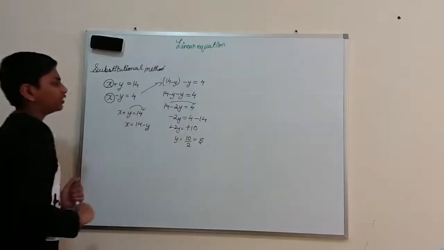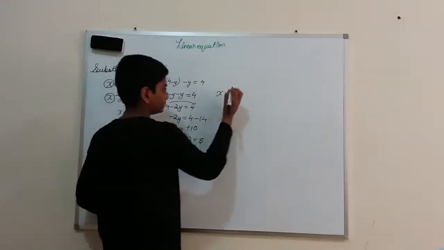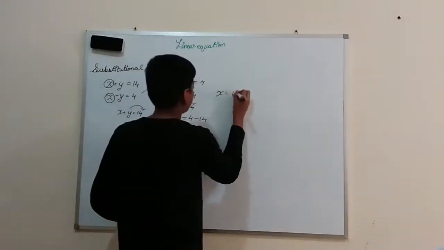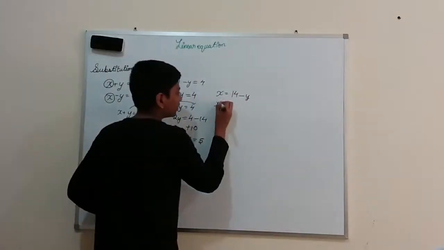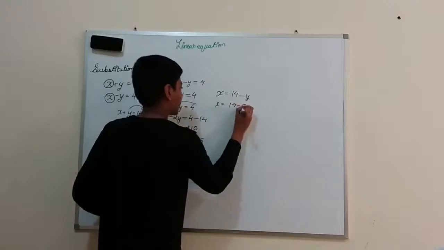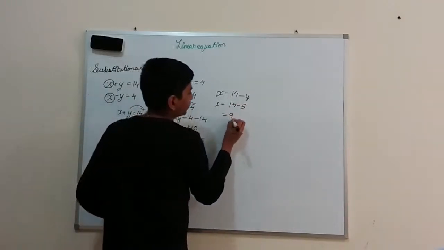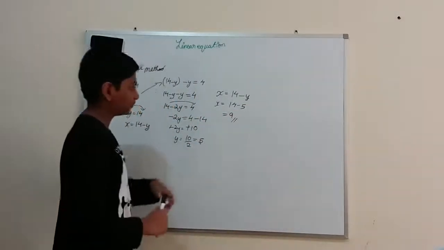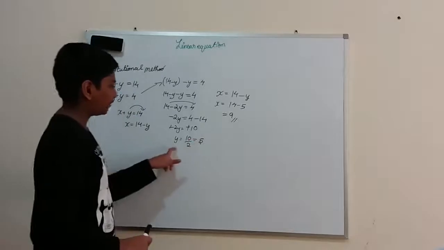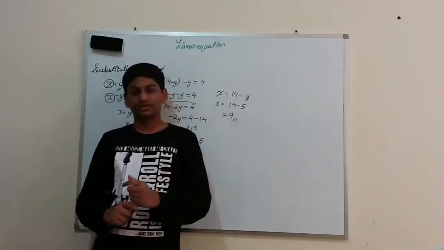Now we found the value of y. We will find the value of x. So x is equal to what? x is equal to 14 minus y. So 14 minus y is nothing but 14 minus 5. So 14 minus 5 we'll get as 9. So 9 is the value of x and 5 is the value of y. So y value is 5 and x value is 9. So now let's solve some extra questions under this topic.